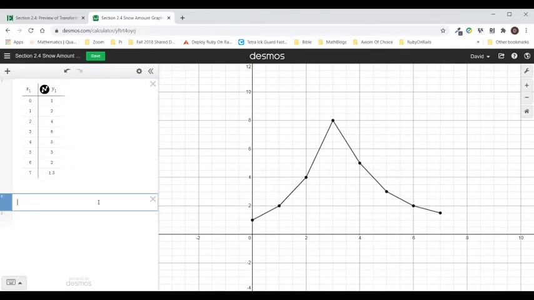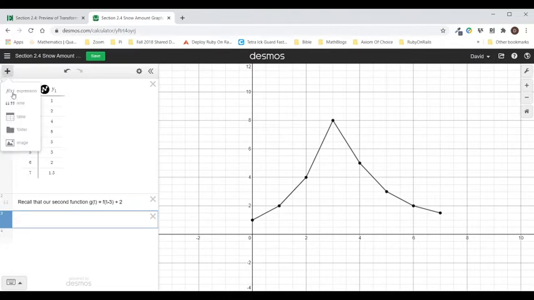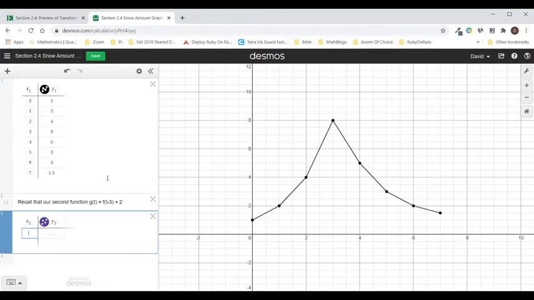Now what I want to put in the second table is, let's actually make a note. Recall that our second function, g of t, equals f of t minus 3 plus 2. Good. Now we're going to make our second table, which is the table we worked so hard to come up with. Now, that table started at 3 and went to 10.